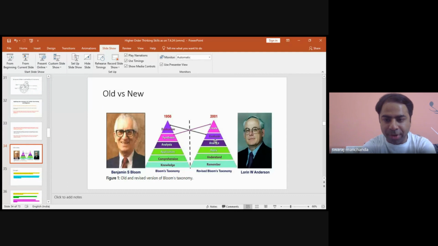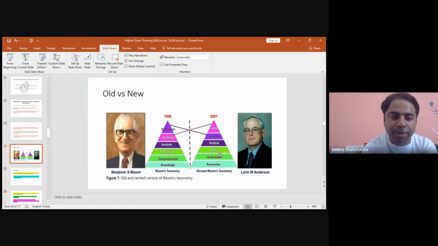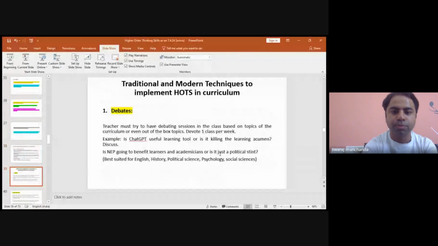Lorin W. Anderson, who was an associate of Bloom, rectified Bloom's taxonomy in 2001, and he simply said that we will create after doing all the 5 stages, lower order and higher order, all the 5. Then we'll create something new. Now, you must be wondering how we can implement HOTS in the class. What are the strategies to implement HOTS? Let me just throw some light over them.